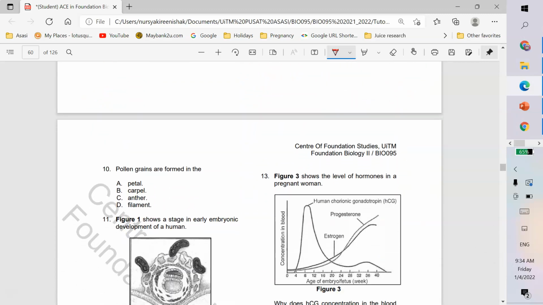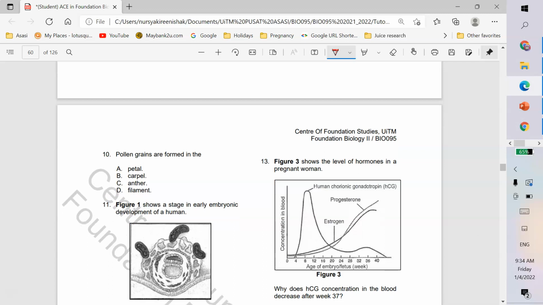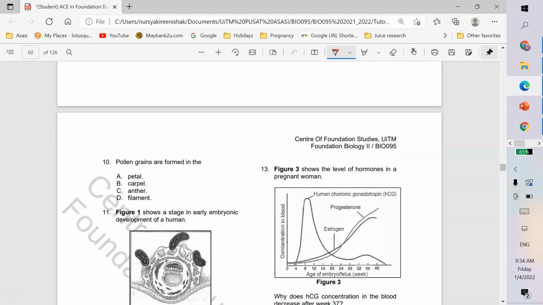Okay, so number 10. So thank you, Amin. So next is Amin Shaifuddin, please. Number 10, pollen grains are formed in the anther, which is part of the stamen. Stamen is the male reproductive system for flower lah, kan? So that is where pollen will be produced, containing the male gamete.